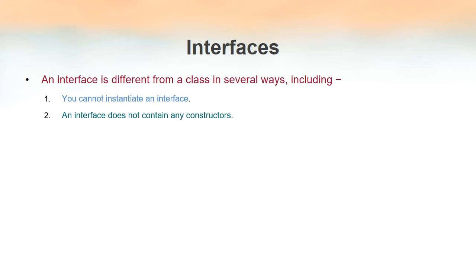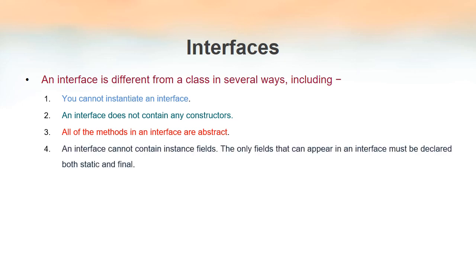Secondly, an interface does not contain any constructors. Again, a constructor is actually a method that has the same name as that of the class. An interface is not a class, therefore it cannot contain any constructors. And all of the methods in an interface are abstract. We know that in a class, even an abstract class, there can be concrete methods also, that is, methods with a body. But an interface is a collection of abstract methods. All the methods in an interface will be without body.